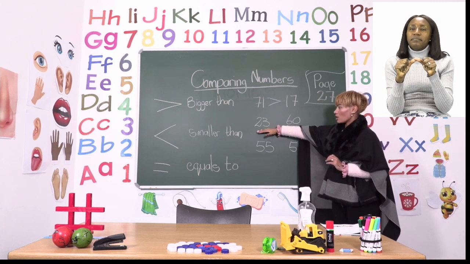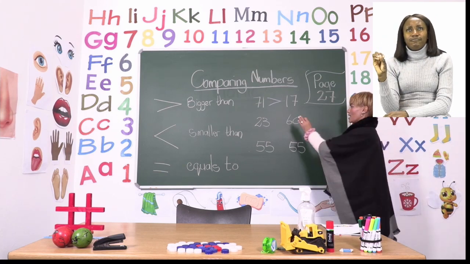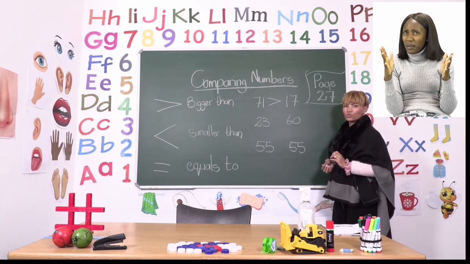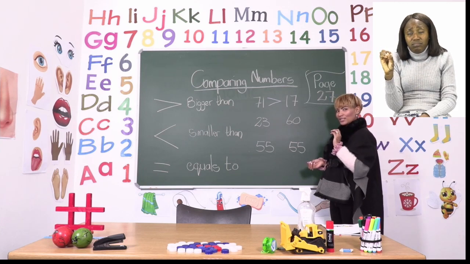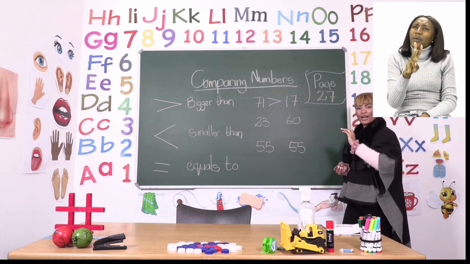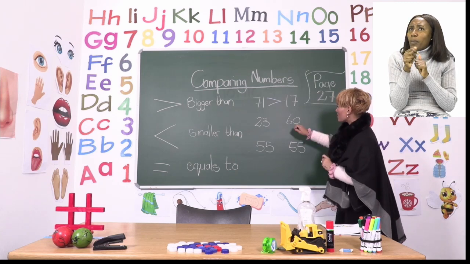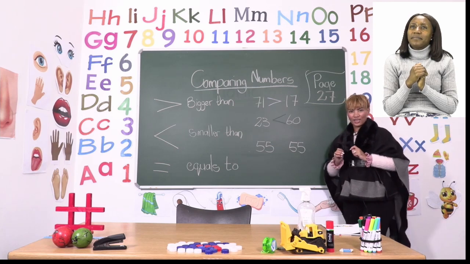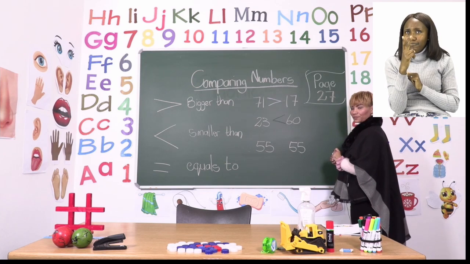These two numbers are 23 and the number 60. Is the number 23 bigger than, smaller than, or equals to the number 60? Let's think for a minute. 23 is smaller than the number 60. Great job, grade 2s. So that means we are now going to use the smaller than sign. Let's look at the last example.